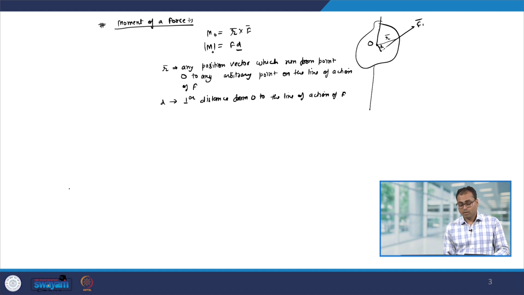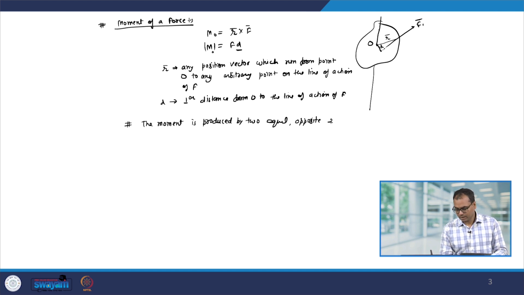Now, if the moment is produced by two equal, opposite and non-collinear forces, then it is called couple.